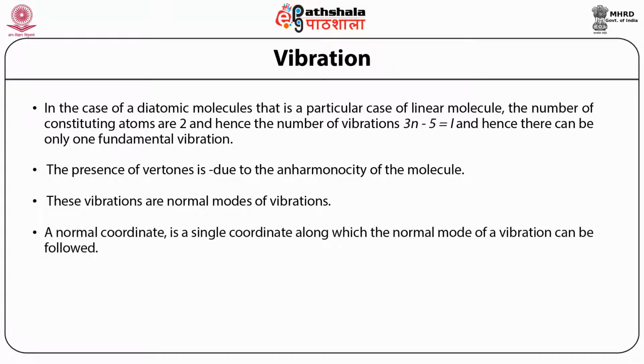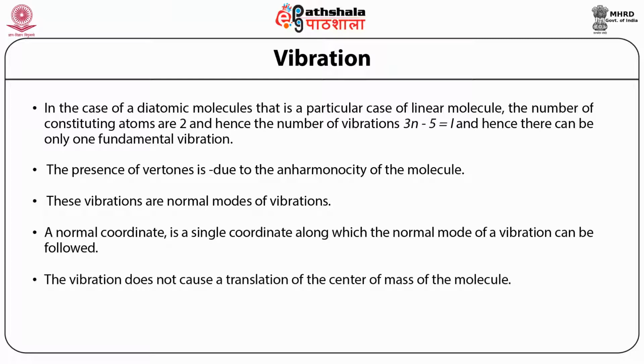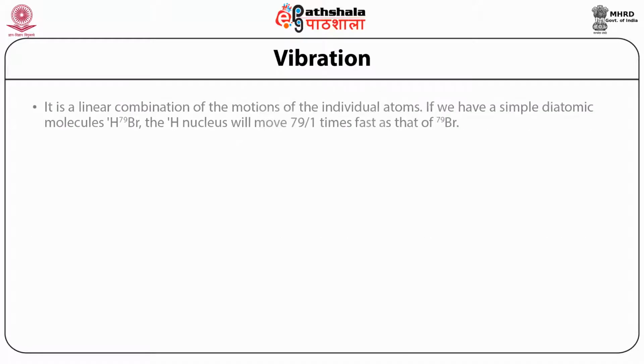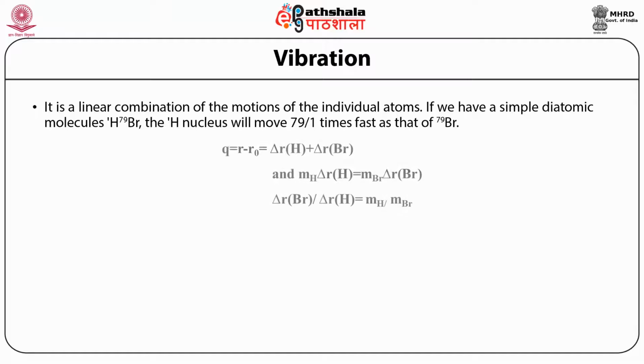A normal coordinate is a single coordinate along which the normal mode of a vibration can be followed. The vibration doesn't cause a translation of the center of mass of the molecule. It is a linear combination of the motions of the individual atoms. If we have a simple diatomic molecule, say HBr, the H nucleus will move 79 by 1 times as fast as that of 79Br. So Q is equal to R minus R naught, which is equal to delta R H plus delta R Br, and M_H delta R_H is equal to M_Br delta R_Br, and so on.